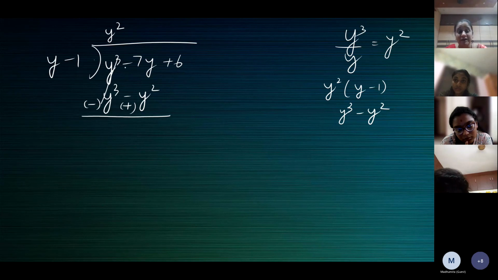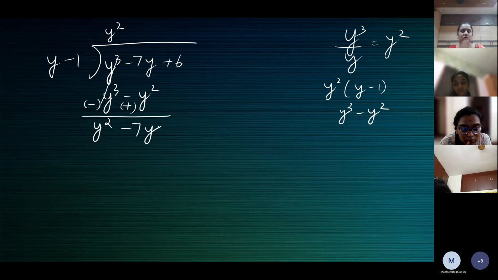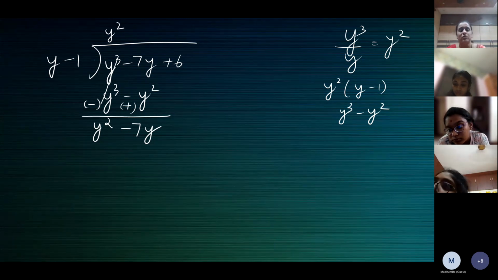Now see there. Minus 7y plus y squared. They are not like terms. They'll come down as they are. And you must write the y square term first, followed by minus 7y. If you write minus 7y first, your division will be wrong. You must write y square first and then minus 7y.